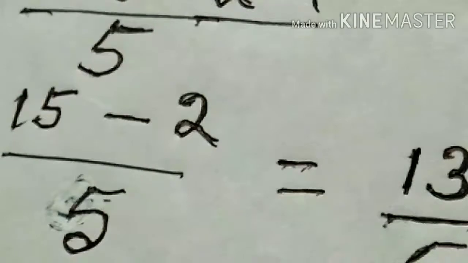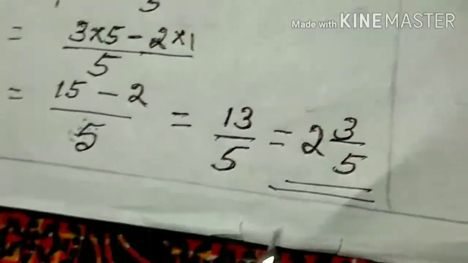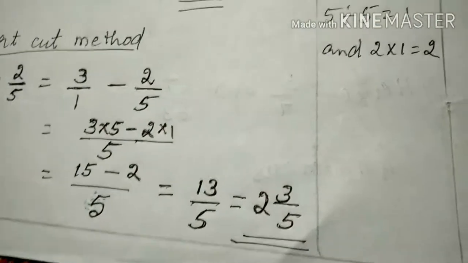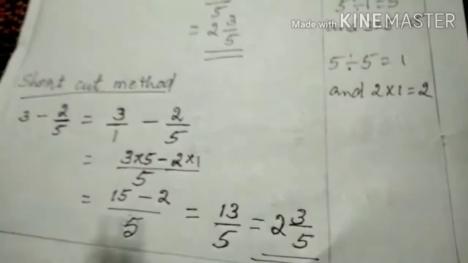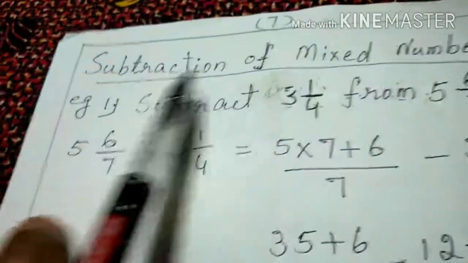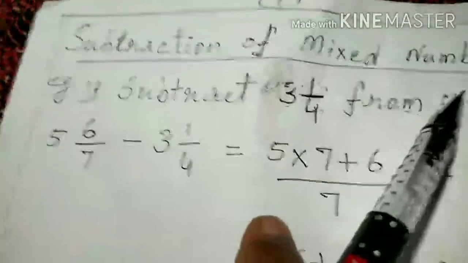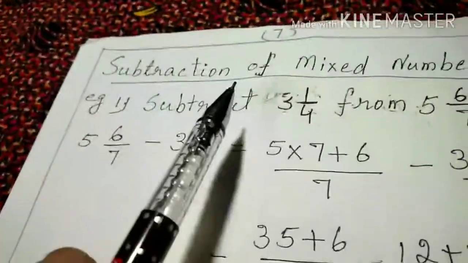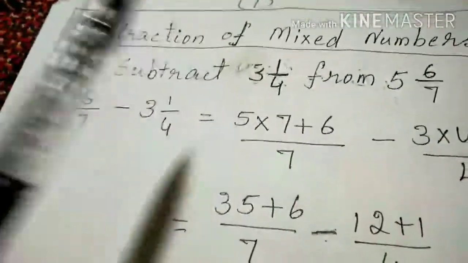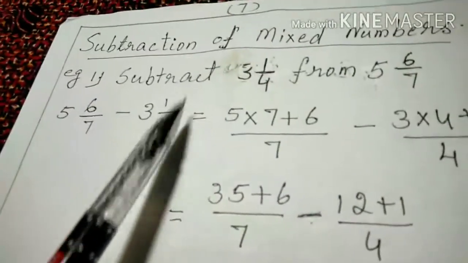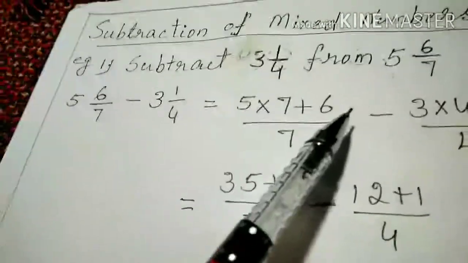Therefore, doing it this way, we are getting 13 by 5, that is equal to 3 by 5. Whichever method is easy for you, you can follow that way. Next type of subtraction is subtraction of mixed numbers. Whenever mixed numbers are given in the question, the first step is to convert the mixed numbers into improper fractions, and you know how to convert it.